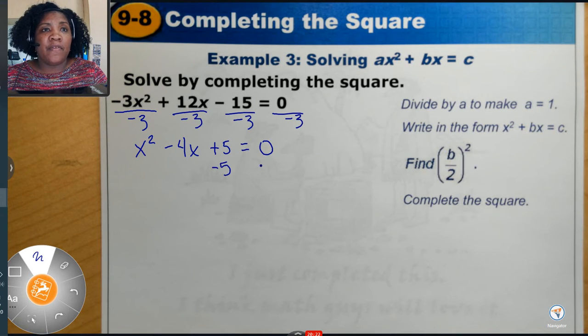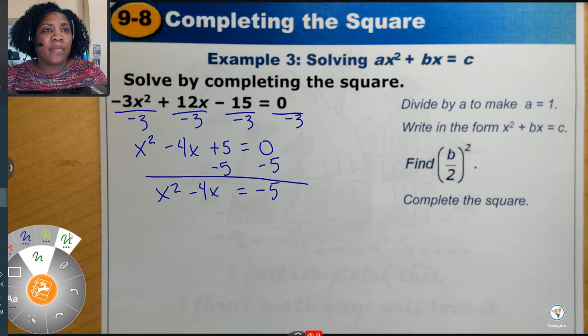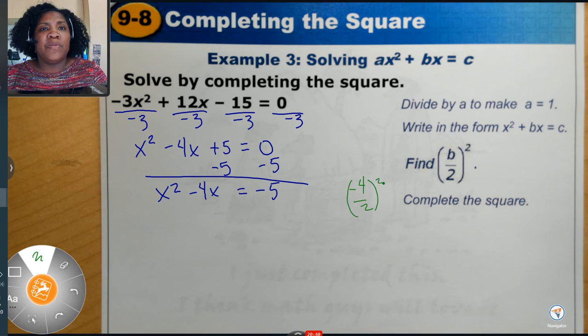Let's move this 5 out of the way. Then we have x squared minus 4x is equal to negative 5. Then we need to complete our square. So we have negative 4, hey, we've done this one, divided by 2 squared, and that gives us a value of 4 to add on both sides of this equation. Now that we've completed the square, we will factor and simplify. On the left, we have x minus 2. On the right, we have negative 1.